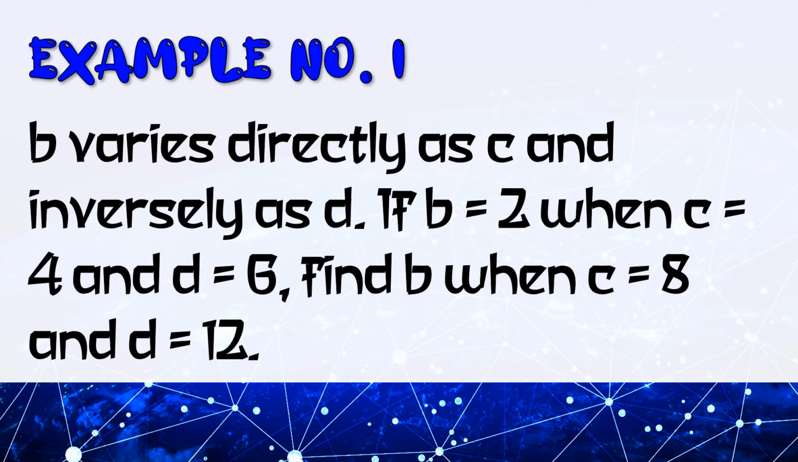B varies directly as C and inversely as D. If B equals 2 when C equals 4 and D equals 6, find B when C equals 8 and D equals 12. So as you can see, the given is a combination of a direct variation and inverse variation.